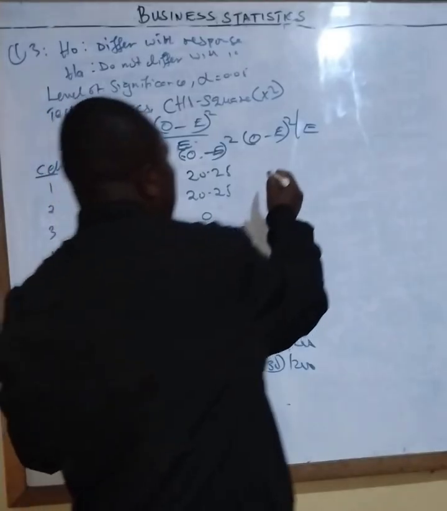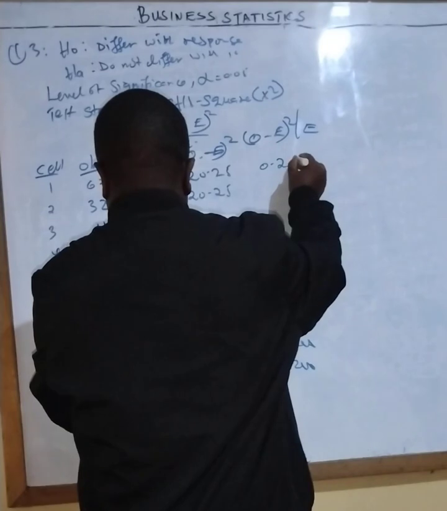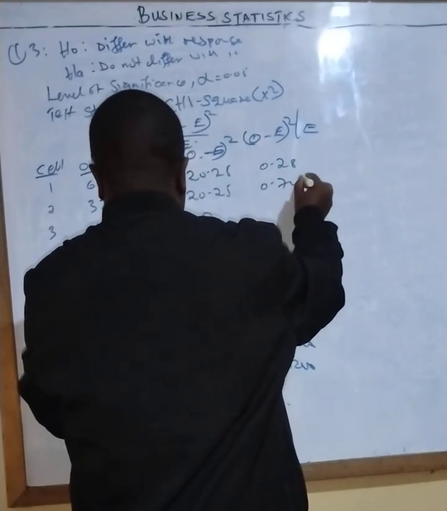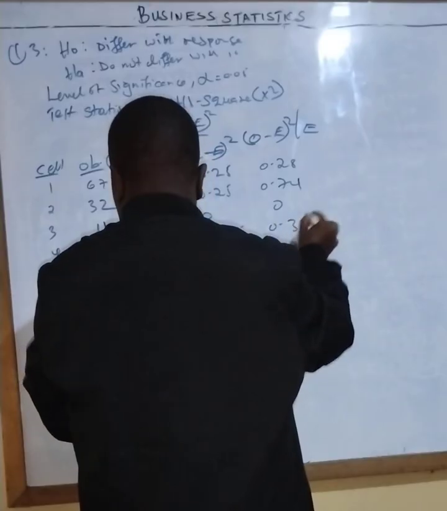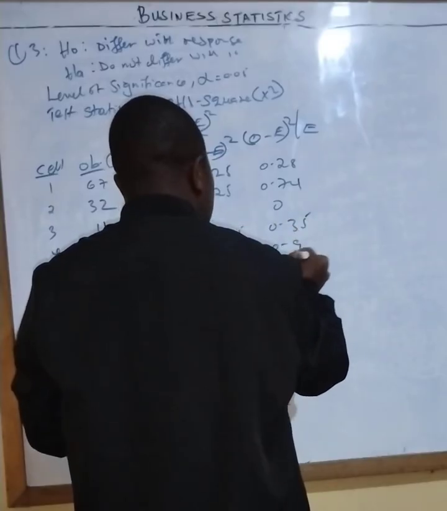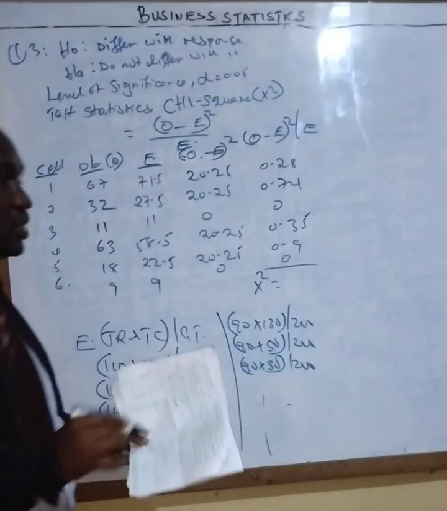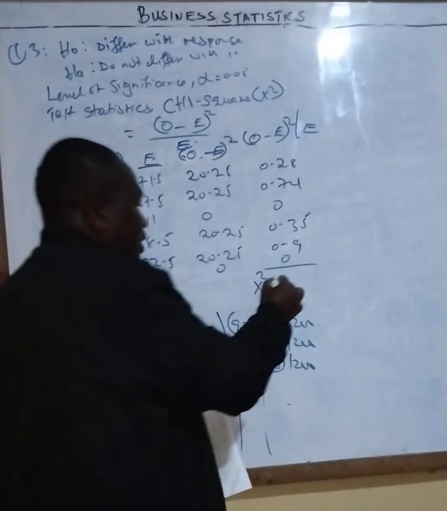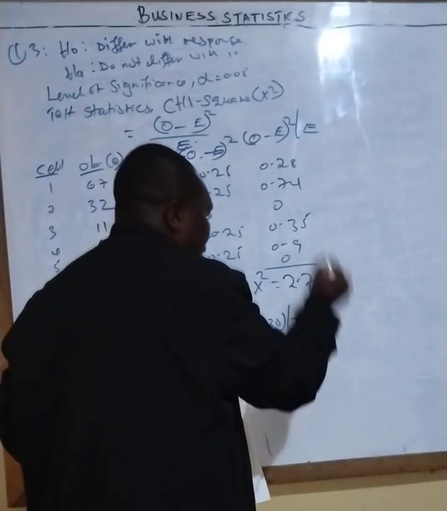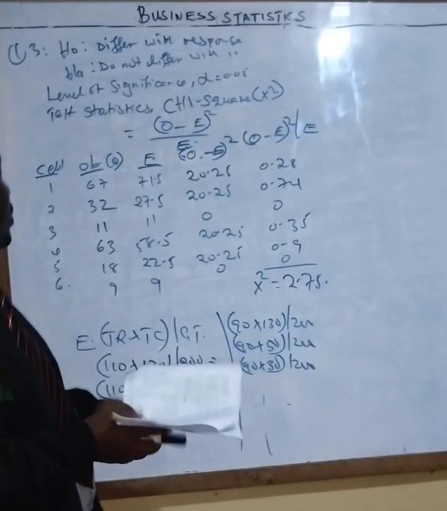Once you work out this one now, the first one you get is 0.28. This is 0.74. This is 0. Then 0.35. Then 0.9 and 0. You add. When you add now, you are getting your chi-square. So in this case, it gives me 2.75. Class, now this is what I have.